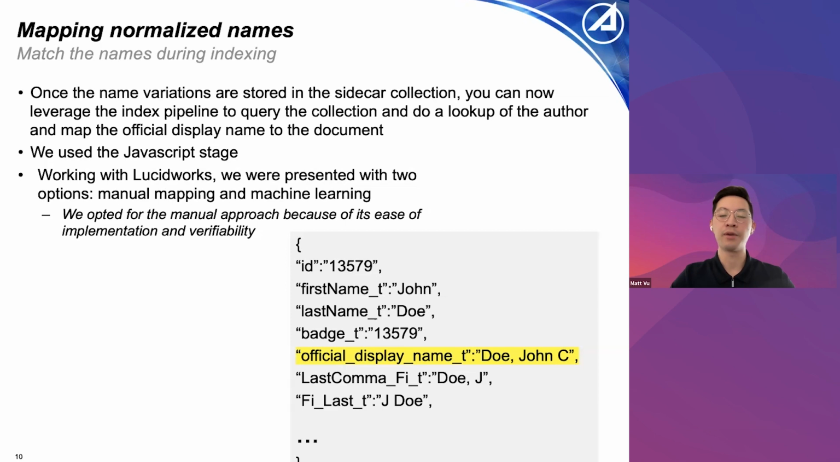So for example, if we index a document and the author's name is 13579, and we query the name variation collection, John Doe will be returned because that's his badge number. We will then extract the official display name field and use that to replace the badge number in the index document as the author's name. We could have done this process either manually or using machine learning, and we chose to do it manually because it's easier to implement and to verify the work.